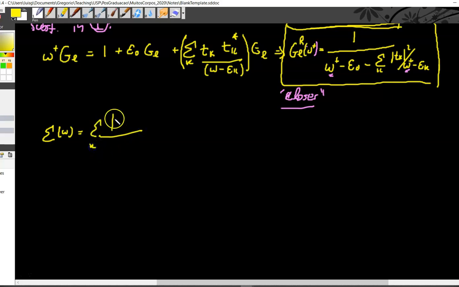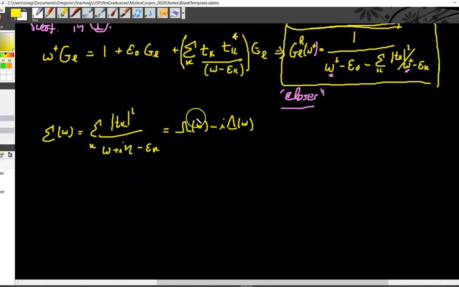Sum over k, there will be this t_k, omega plus i eta, so there's the imaginary part right there, minus epsilon_k. So yes, there will be an imaginary part. It might be small, but still we have to calculate it, and there will be an exercise in the assignments showing that this can be done by a principal part integration, but in principle this will be a complex number. So let's write this as a real part, which might depend on omega, plus an imaginary part. I'll put a minus here. And so that's what we have.